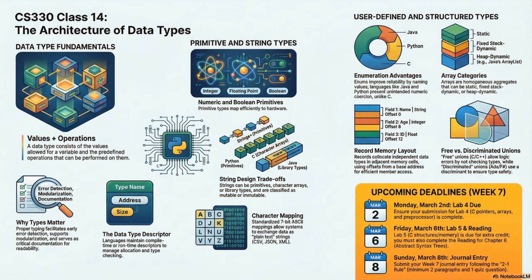Which brings us to a related and potentially hazardous data type used for aggressive memory optimization. Unions. A union allows a single variable to store one of several completely different data types, but only one at any specific point in execution. It essentially allows a variable to act as a memory shapeshifter.